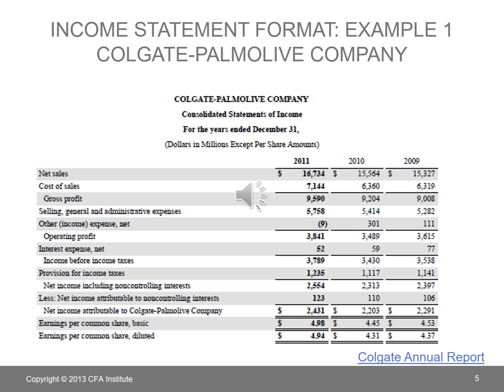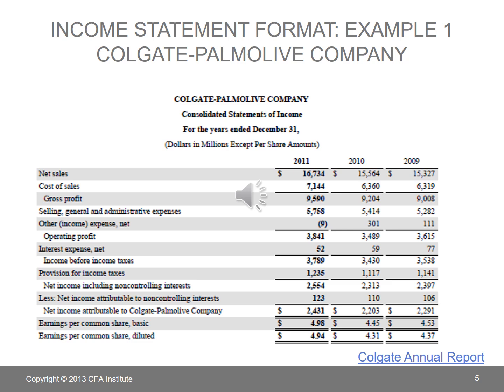The net means that interest expense is presented net of interest income and interest capitalized. After deducting interest, Colgate's income statement shows pre-tax profit or income before income taxes of 3,789 million in 2011. After income taxes of 1,235 million, Colgate's consolidated net income is 2,554 million.